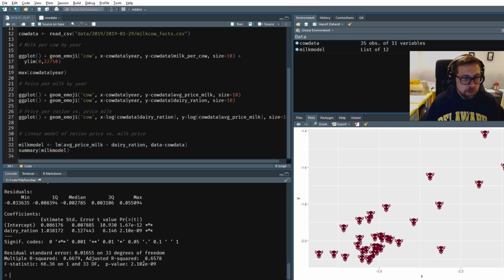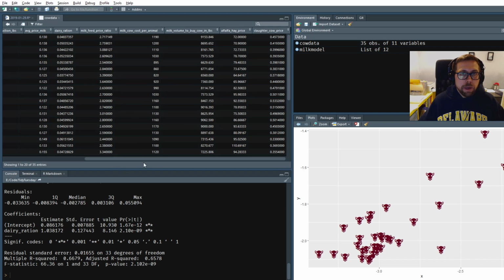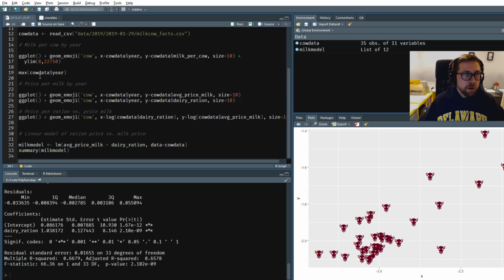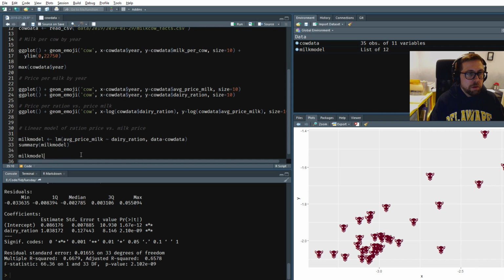The r squared is not amazing, but I mean, it's not terrible. Now, the other thing I noticed was that we also have this alfalfa hay price, and I don't completely understand the difference between the cow ration and the alfalfa hay. I guess I don't really know what cows eat, but we could try to fit a model with both of those. Maybe they're eating both the rations and the alfalfa.